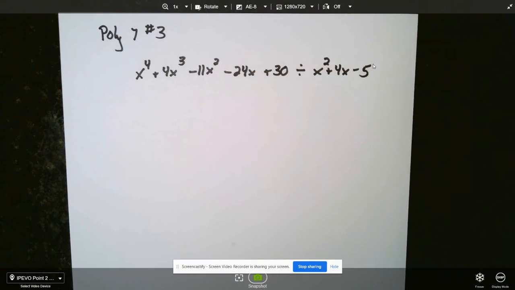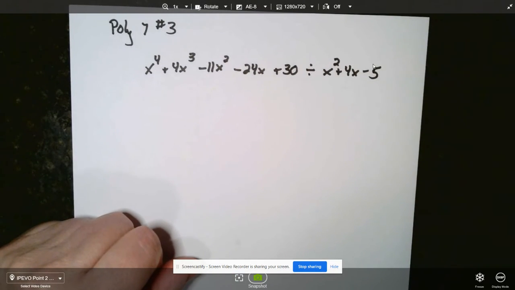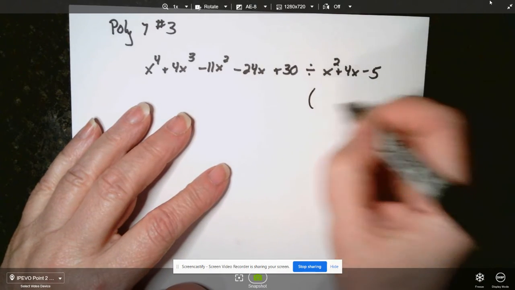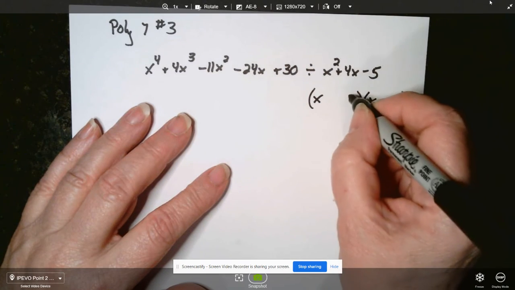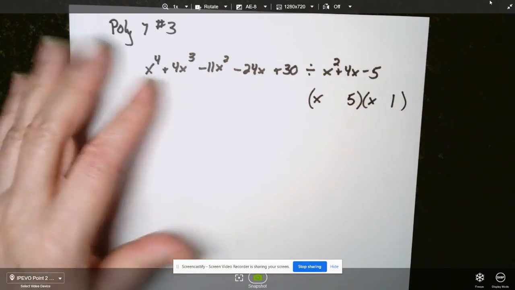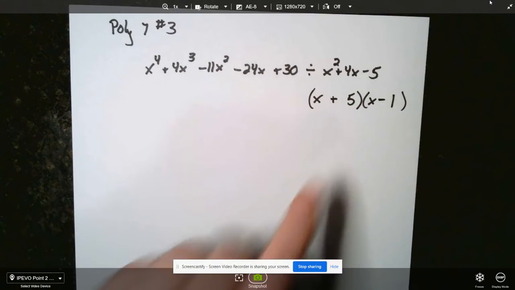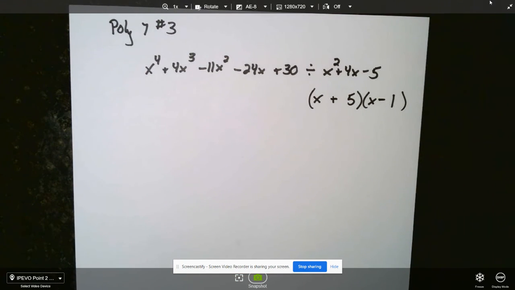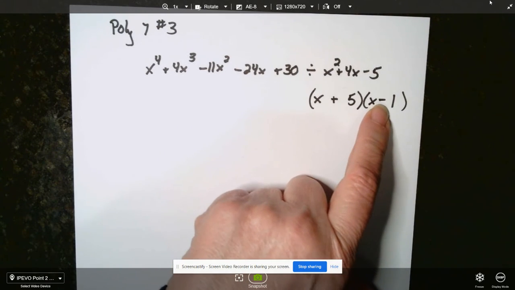So we kind of have to think about how we can get this to be some sort of simple binomial. Well, if we factored it, that might help us. So if we factor this, it would factor into x and x, 5 and 1. In order for the 4 to be positive, but the 5 to be negative, the 5 here would have to be positive and the 1 would be negative. Now I have two simple binomials. Now I can do my synthetic division. I'm just going to have to do it twice, once with -5 and once with +1.